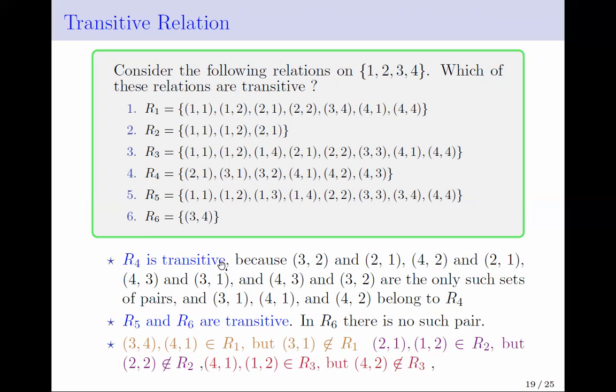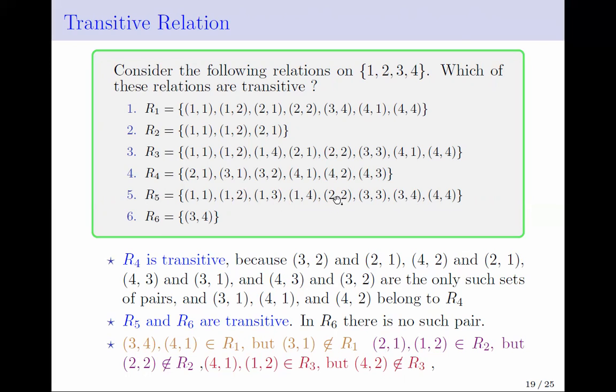Read this one. R4 is transitive because 3, 2 and 2, 1; 4, 2 and 2, 1; 4, 3 and 3, 1; and 4, 3 and 3, 2 are the only such sets of pairs. That is 3, 2, 2, 1, 3, 1; 4, 1, 4, 2, 2, 1, 4, 1; 4, 3, 3, 1, 4, 1; 4, 3, 3, 2, 4, 2. And this 3, 1, 4, 1, and 4, 2 belong to R4. Therefore, R4 is transitive. A similar argument is valid for R5 also.